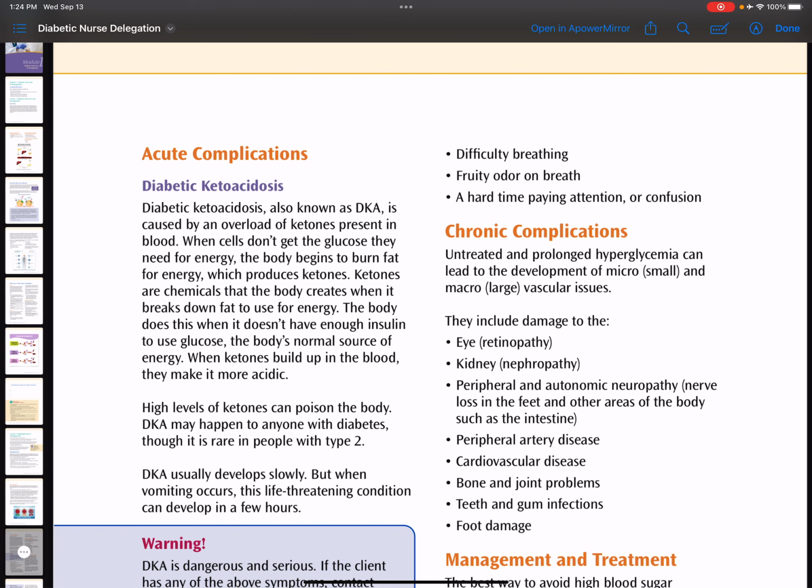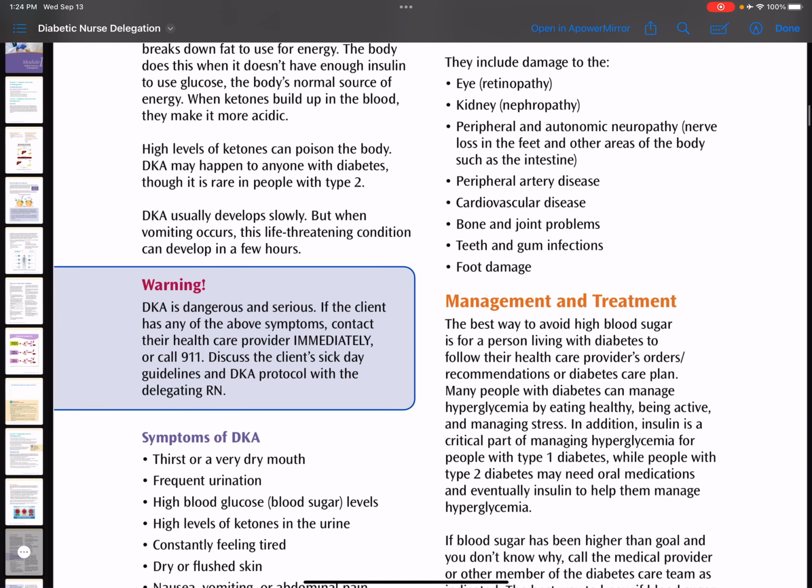So how do we manage hyperglycemia? The best way to avoid high blood sugar is for a person living with diabetes to follow the healthcare provider's orders or recommendations of the diabetic care plan. Insulin is a critical part of managing hyperglycemia for people with type 1 diabetes, while people with type 2 diabetes may need oral medications and eventually insulin to help them manage hyperglycemia. The best way to know if blood sugar is high is to check blood sugar regularly, obviously.